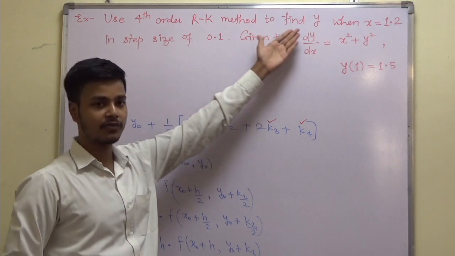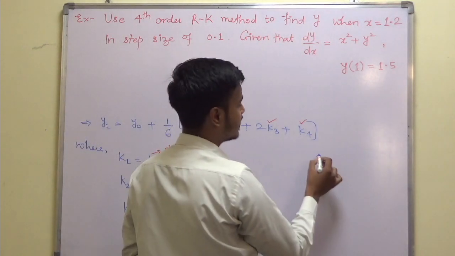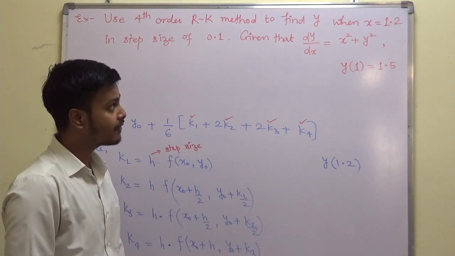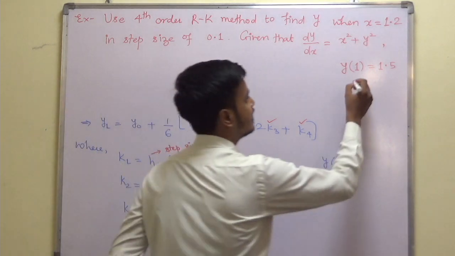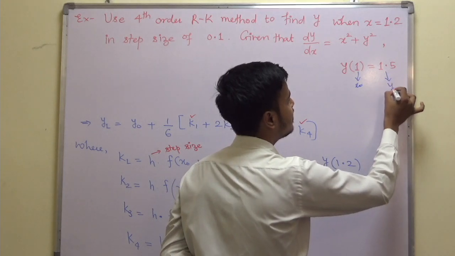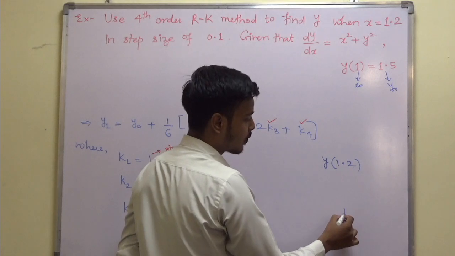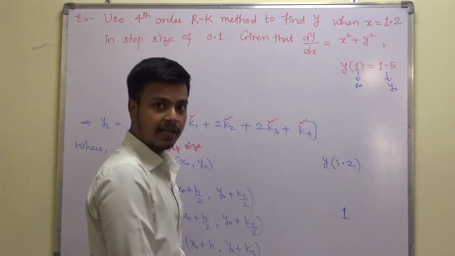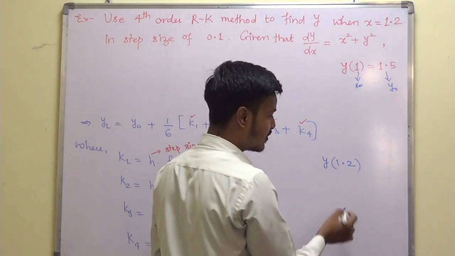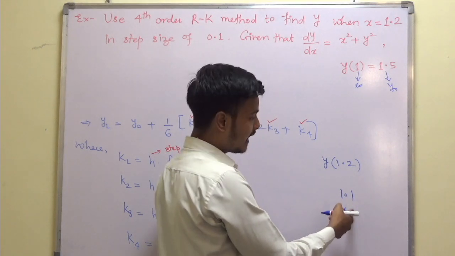This is the problem we have to solve using the fourth order RK method to find y. We have to find y of 1.2, and we have to start with the initial condition: this is my x0 and this is my y0. I have to start from 1 and reach 1.2 by taking a step size of 0.1. So what should it be? 1.1, since the step size is 0.1, and then 1.2.